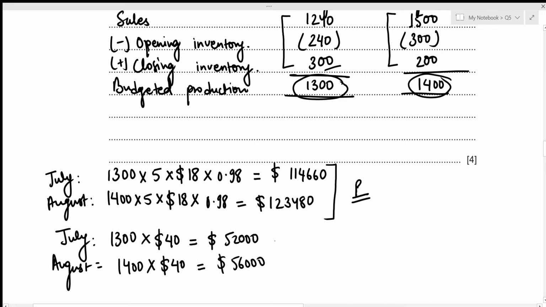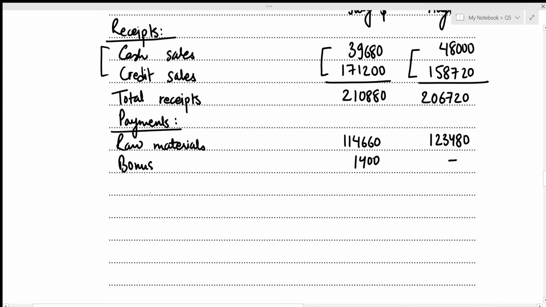So these also relate to direct wages, which is a type of payment, meaning that these two amounts should also be recorded in our payment section of cash budget. Let's do that. We can record it under the heading of direct wages. And direct wages for the month of July is 52,000, and that for the month of August is 56,000. Okay, now we can move to another information.